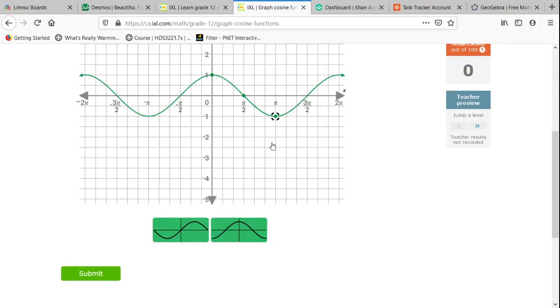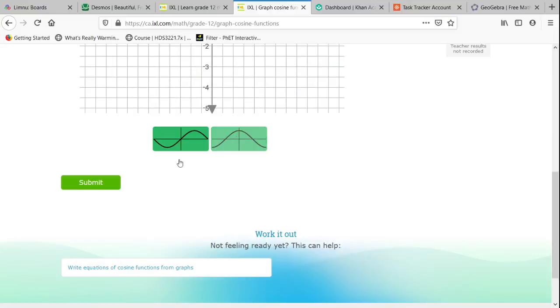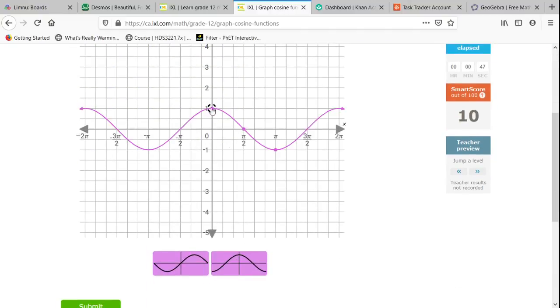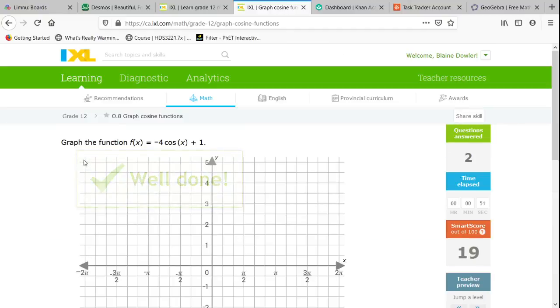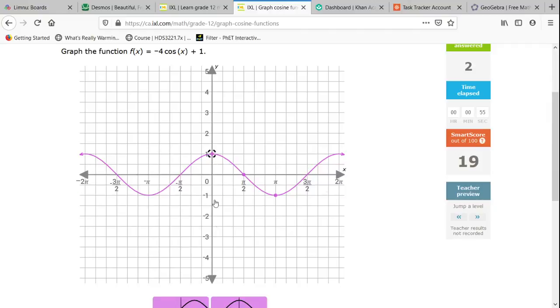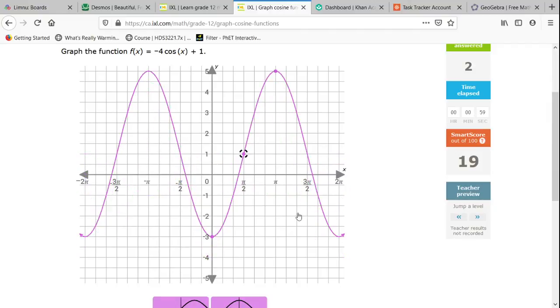So this time we're graphing the cosines, which are a little more finicky and more difficult to work with on IXL than the sine function. So f equals cosine of x. We can just drop in the cosine and we're done. For that negative cosine of x, we just bring that down to the negative 1. Here we have a negative 4. So our amplitude comes down to negative 4, and then we add 1. So we shift that up from here.